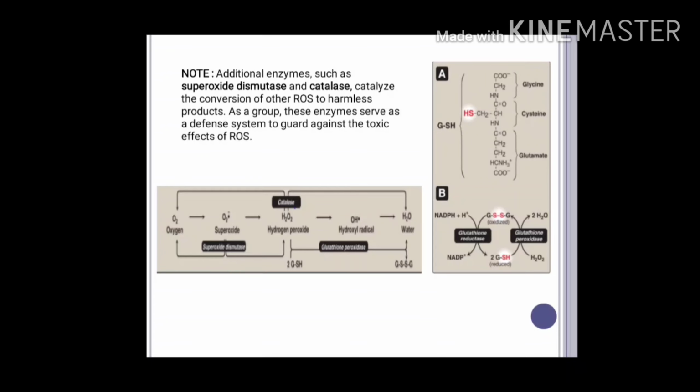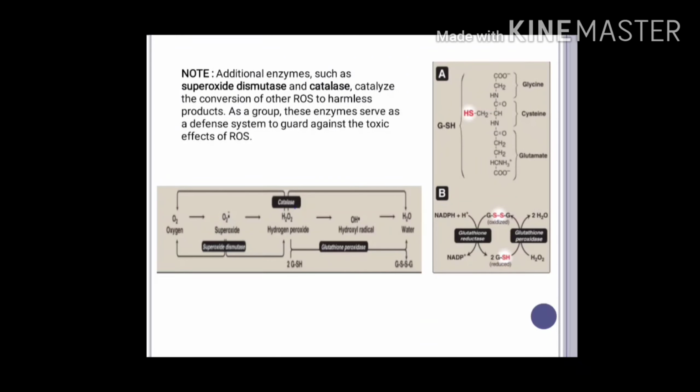Additional enzymes such as superoxide dismutase and catalase, they catalyze the conversion of these other reactive oxygen species to harmless products. So you can see here oxygen is converted to superoxide. Superoxide is also a harmful oxygen intermediate. This superoxide is converted to hydrogen peroxide, and this is achieved by superoxide dismutase.